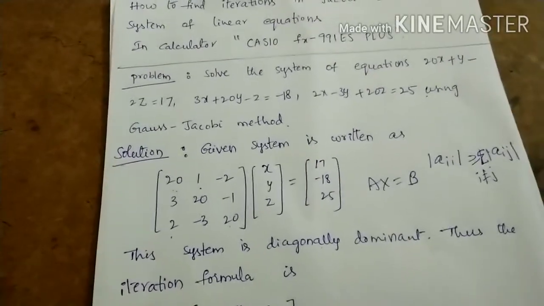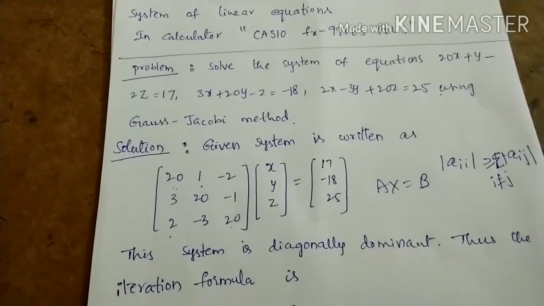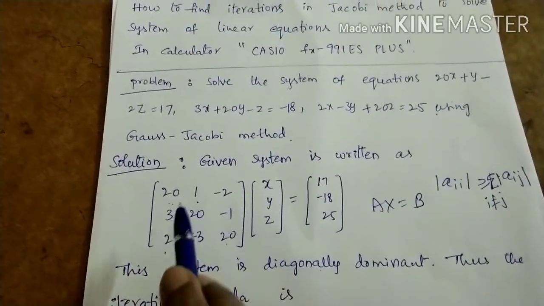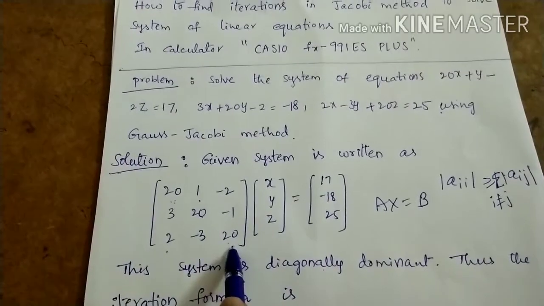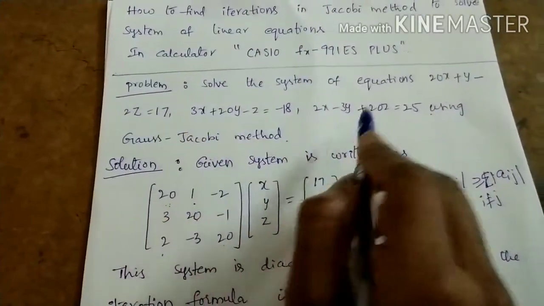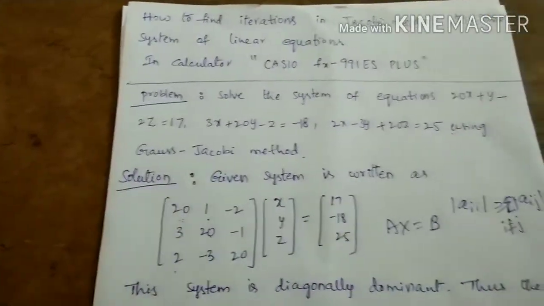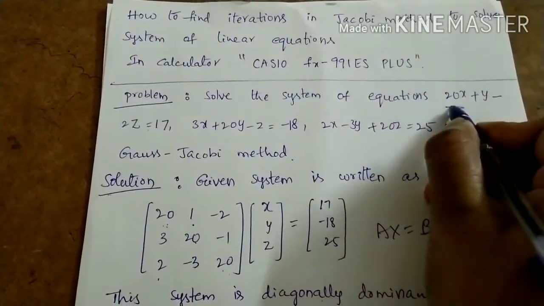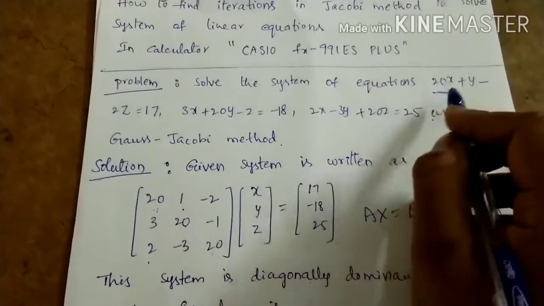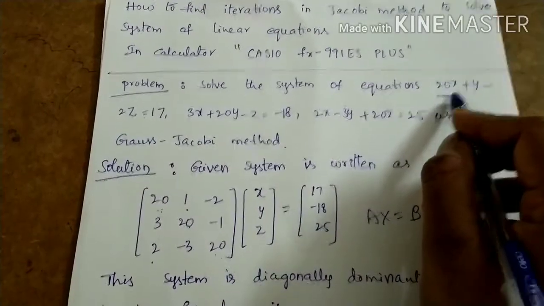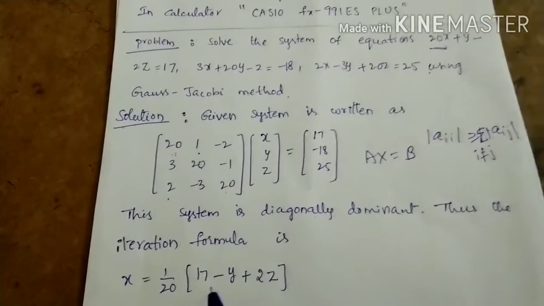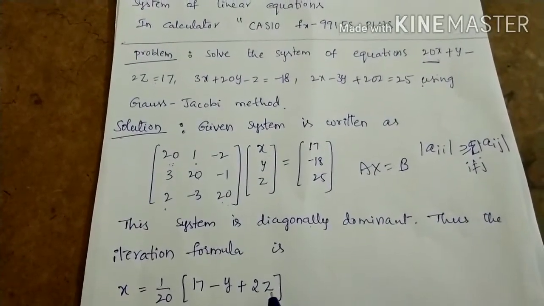Thus, the iteration formula is to be written as follows. We need to write the coefficients of the dominating elements from the system of equations. So here 20 is the diagonally dominating element, its coefficient is x. Let us write x from this. So we get x equal to 1 by 20 into 17 minus y plus 2z.